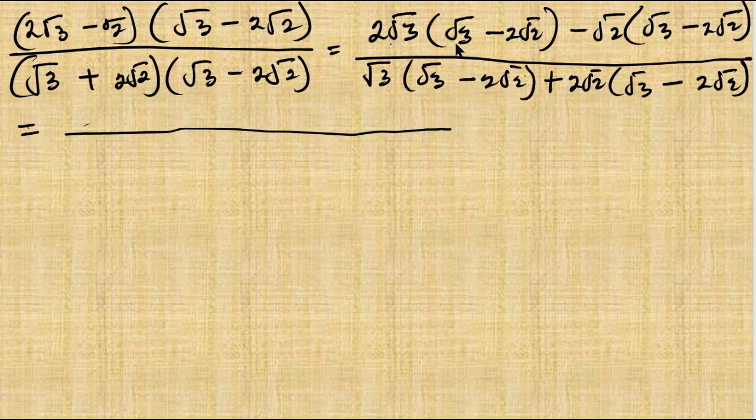Now 2 root 3 times root 3. Because we have root 3 times root 3, that becomes 3. 3 times 2, that's 6. Then 2 root 3 again times 2 root 2 this time, it becomes minus 4 root 6. Now root 2 times root 3, that becomes minus root 6. Minus root 2 times minus 2 root 2, that becomes plus 4.